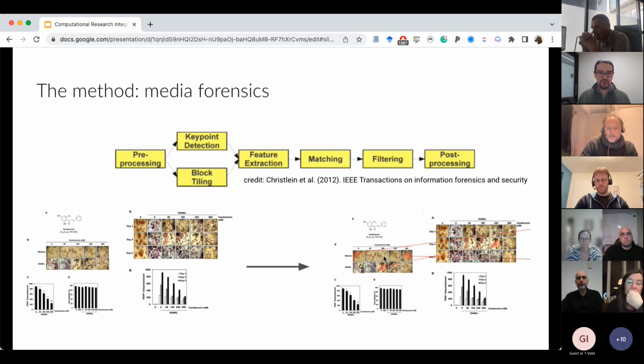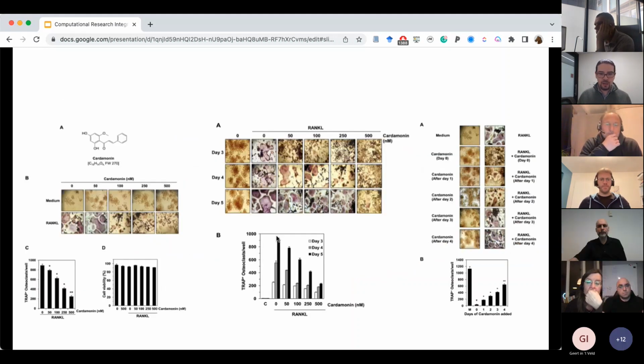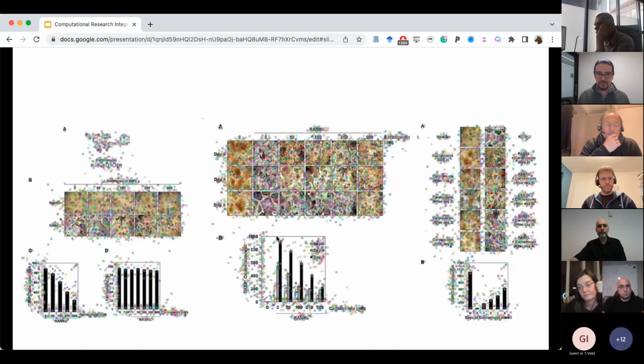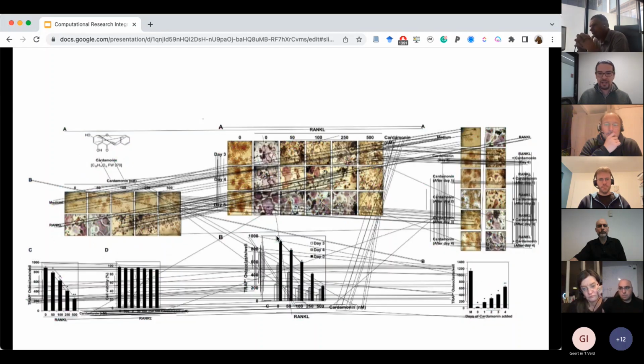So the way that you do it, you extract some key points, then you match those key points, and then you do some post-processing to remove things that are usually reused in scientific images. All right, so you extract key points. This is an image that seems fine, but then you have to extract. There are many ways of extracting these key points. You can see the details in our paper, and then you need to match them.